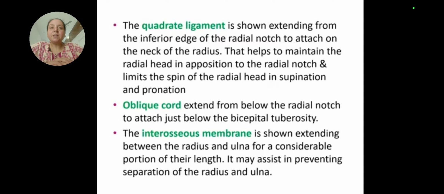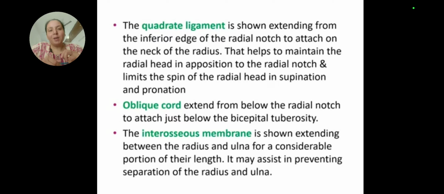The quadrate ligament extends from the inferior edge of the radial notch to attach to the neck of the radius. It helps in maintaining the head in opposition to the radial notch. That is, it helps in joint stability, and it also allows a little bit of spinning movement of the radial head. So this quadrate ligament is very much responsible for the spinning movement in supination and pronation.